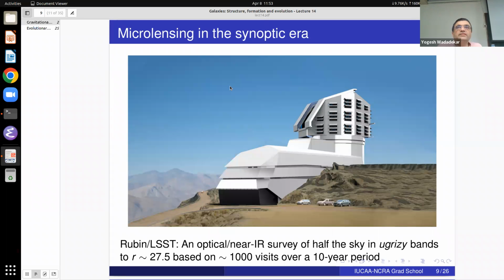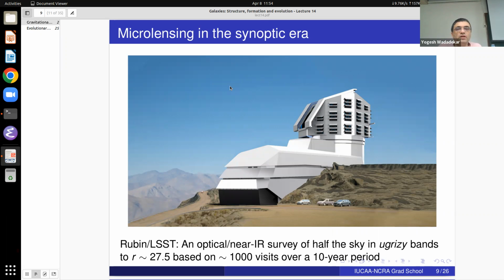Now, over the next decade, this whole microlensing scenario is going to change very dramatically, because of the advent of a new telescope. This is an artist's rendering or a design rendering, but most of the telescope is now ready. The camera is being installed, and by 2024 or so, this big 8-meter class telescope is going to start a survey of the entire sky.